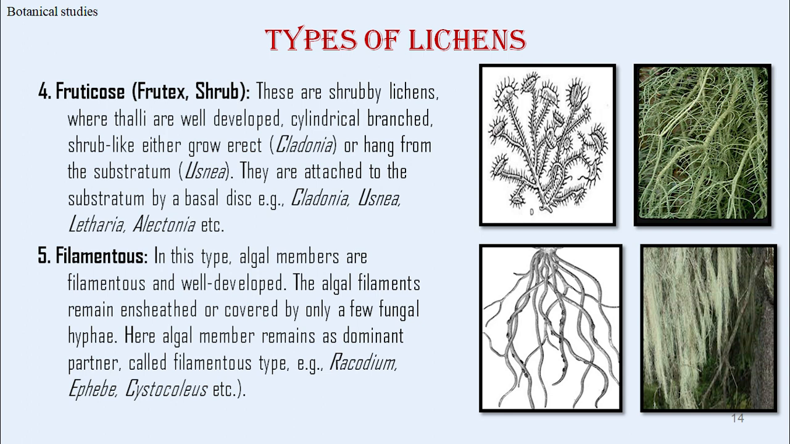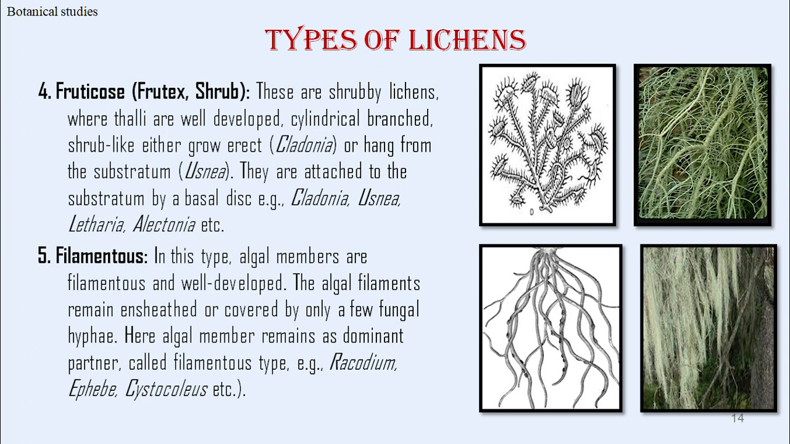Fourth type of lichen is fruticose lichen. These are shrubby lichens, where thalli are well developed, cylindrically branched, shrub-like, and either grow erect or hang from the substratum. They are attached to the substratum by a basal disc. Example, Cladonia, Usnea, Letharia, Alectoria, etc.